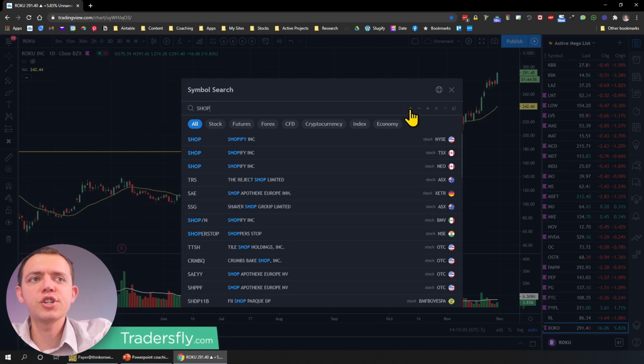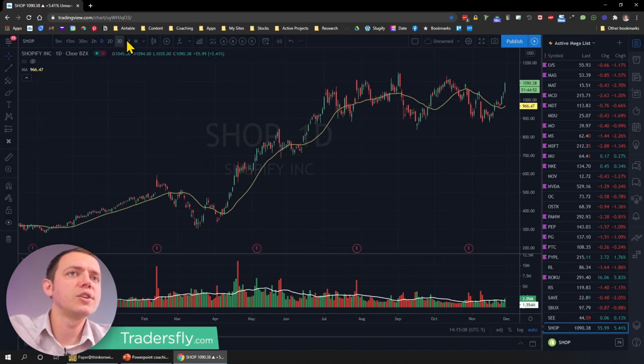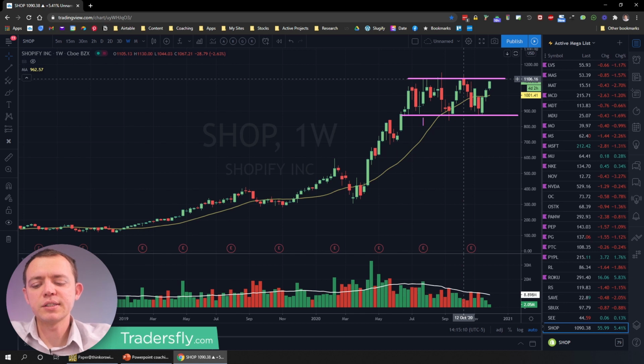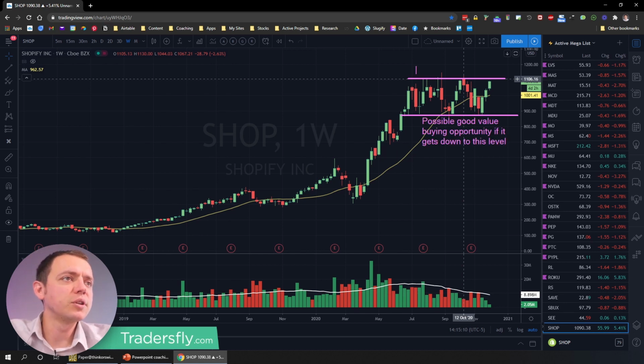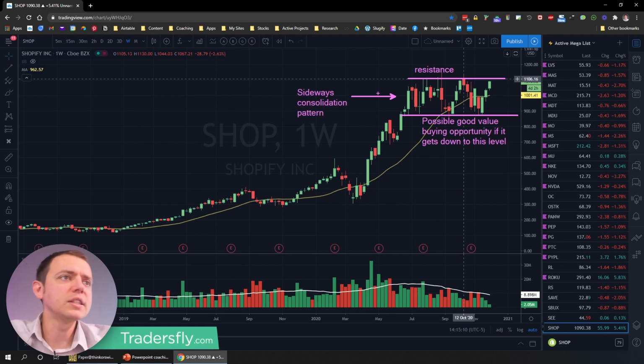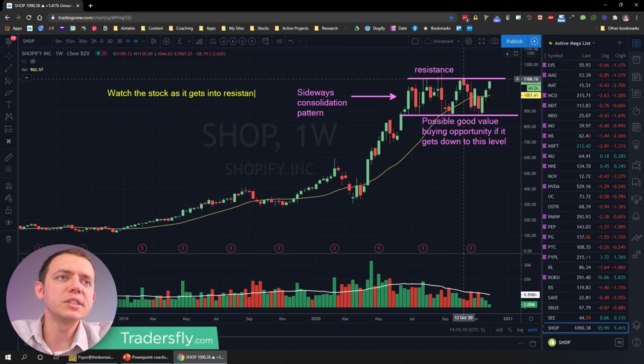Okay, we've got Shopify. This one's kind of in this range. Let me do a weekly here. So as we get into this, you can see we've got support right here. So this is a nice possible good value level. Here's your resistance level. So this is your sideways consolidation pattern. So basically, watch the stock as it gets into resistance.